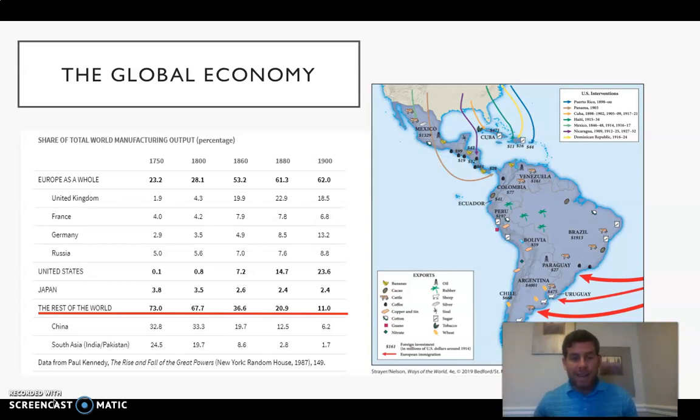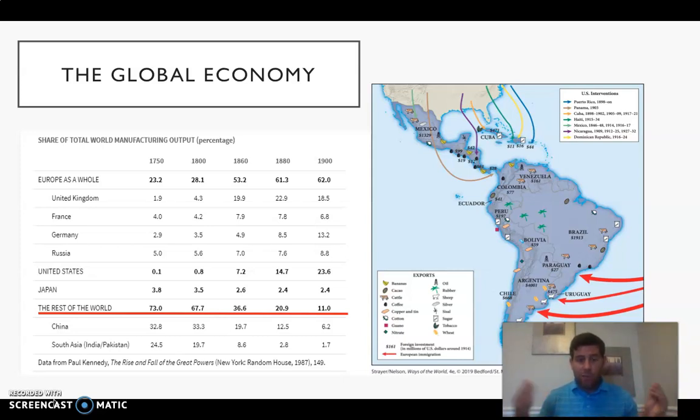Fast forward to 1900. By 1900, Europe as a whole is producing 62% of all the world's manufacturing, with the rest of the world only producing 11%, and the United States producing 23.6% at this period. So combined, if you take Europe and the United States, you're accounting for almost the entire production of all manufacturing in the world. So this is rather staggering, right?